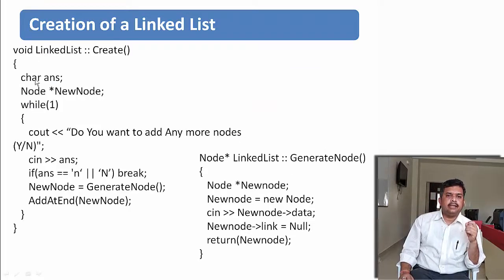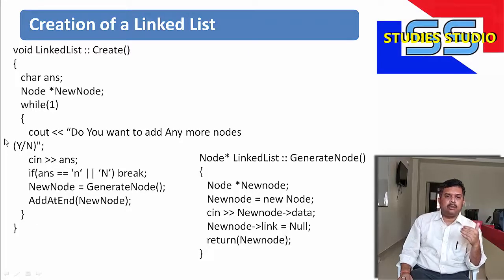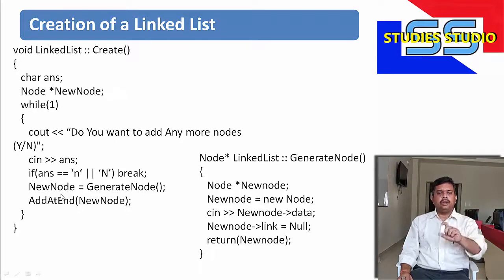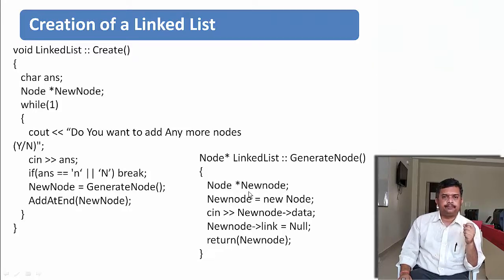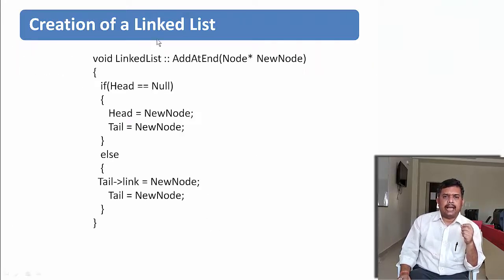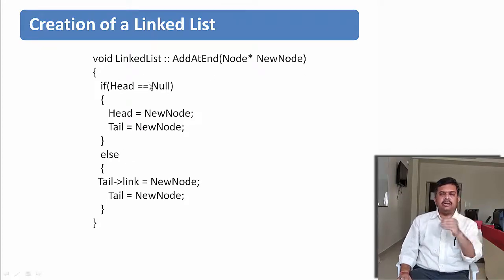Let us see. We are taking a variable called answer, and we are creating a new node. While 1 means while true, we are asking, we want to add some more node into it. If answer is no, we'll come out. Otherwise, we'll create a new node, and I'll add this node at the end of the linked list. And this is how I'm going to generate my new node. We have already seen this in our previous slide. And how to add the node at the end, this program is set. We have already seen this with the help of an example.